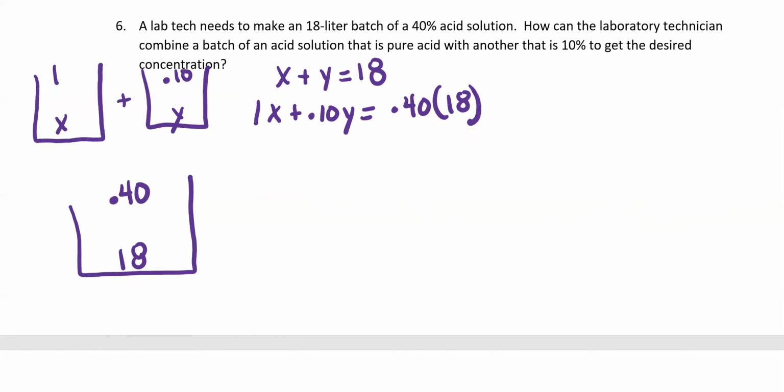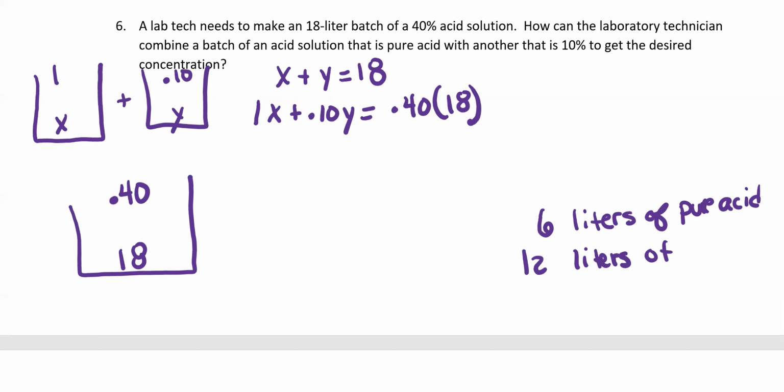You can solve this one by substitution or elimination, but the answers will be 6 liters of pure acid and 12 liters of 10% acid solution.